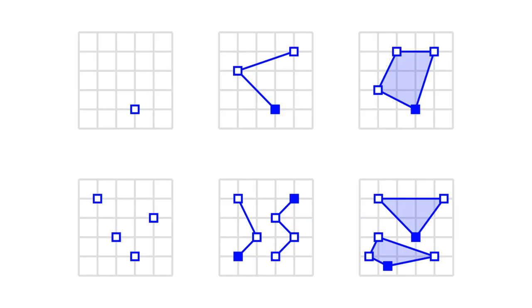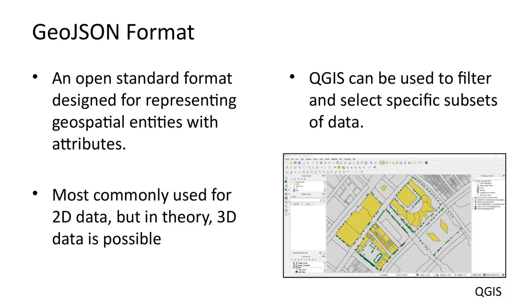In this video, we will look at the GeoJSON file format. GeoJSON was developed for representing geospatial entities with attributes. It is an open standard. Geospatial entities are entities that have a geospatial location. It is most commonly used for 2D data.